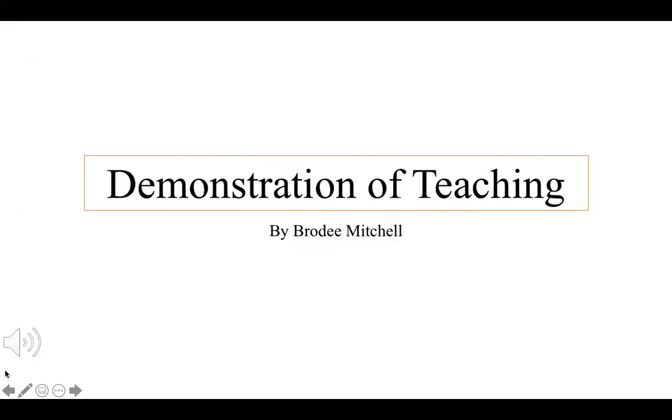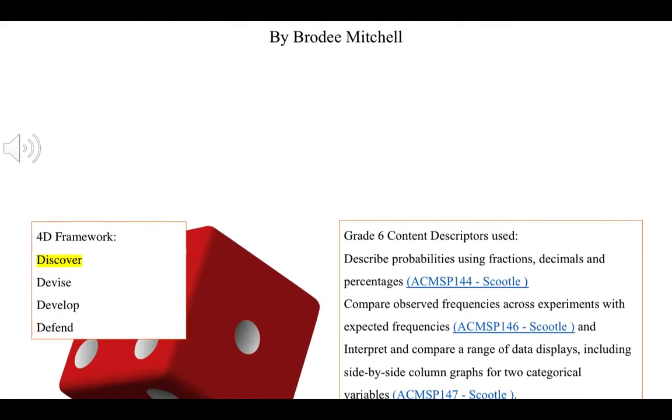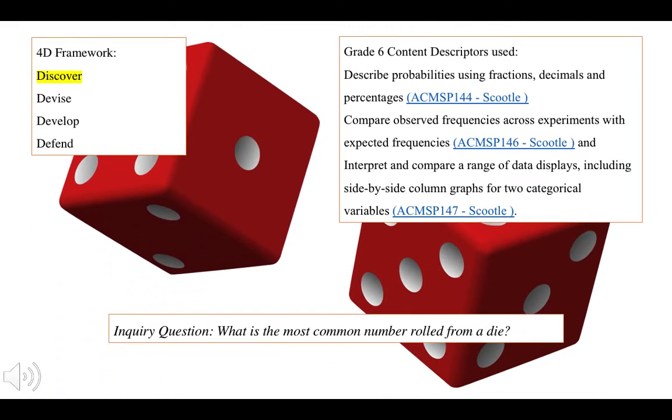This demonstration of teaching, a lesson will be pulled from a mathematical inquiry project devised for a grade 6 class. The inquiry project focuses on chance, probability, and collecting data, using the content descriptors of describe probabilities using fractions, decimals, and percentages, compare observed frequencies across experiments with expected frequencies, and interpret and compare a range of data displays, including side-by-side column graphs for two categorical variables.